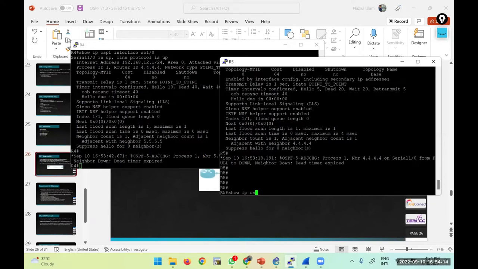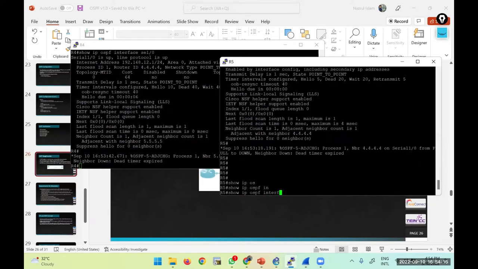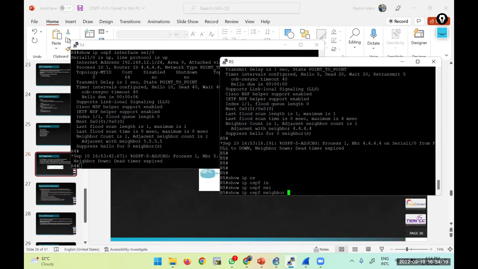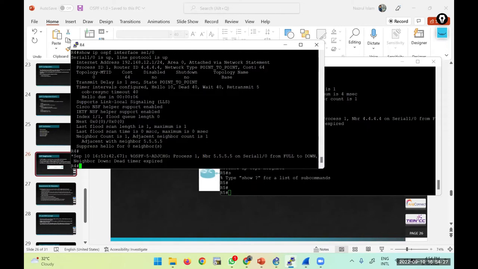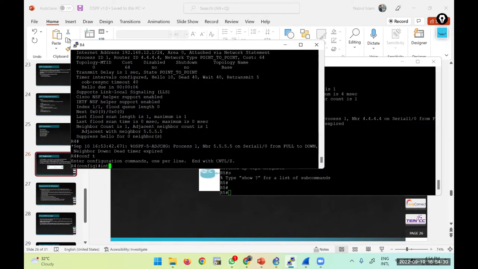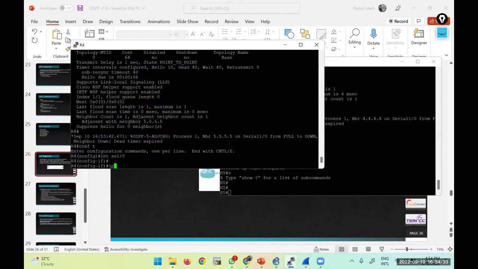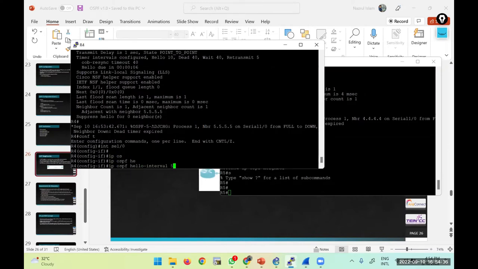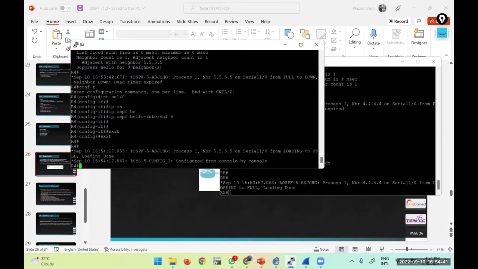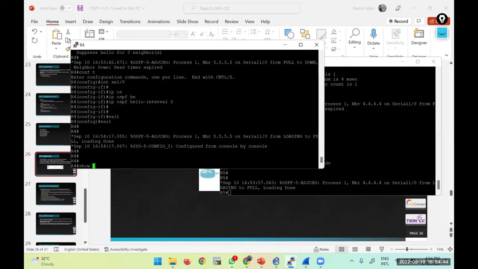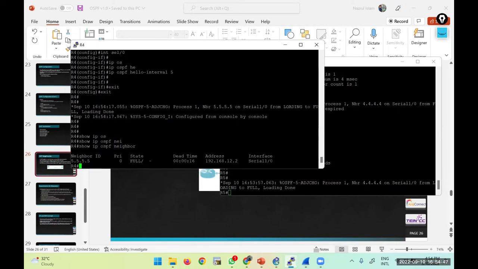Show IP OSPF neighbors. Just because of hello interval, right? So if we change the same thing on router 4, interface serial 1/0, and the IP OSPF hello is 5, then you will find the OSPF neighbor adjacency will occur again. So then show IP OSPF neighbor table, it's come up again. So this is actually the mandatory field.